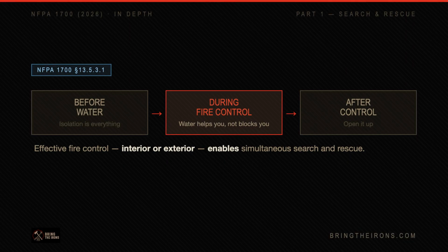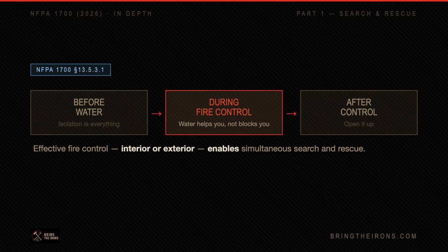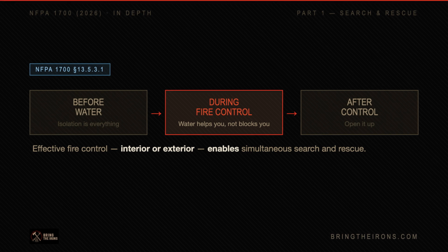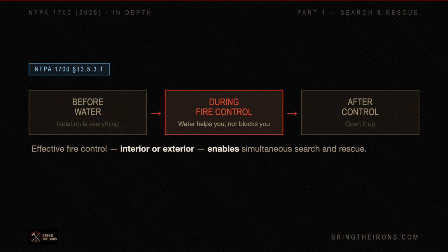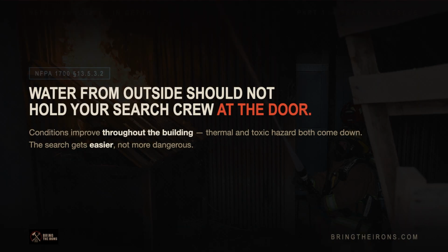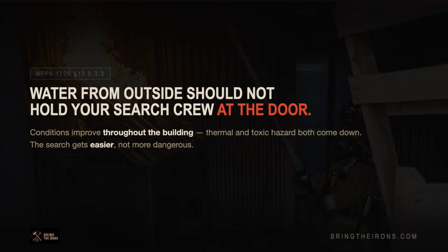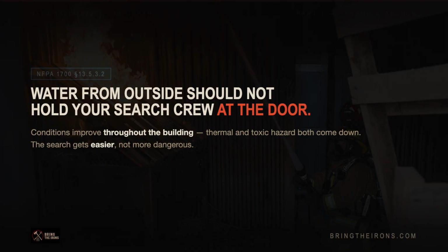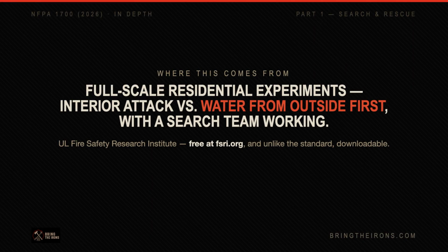Search during fire control. This is the one that should change behavior, and it connects straight to the offensive versus defensive change we talked about last time. The standard says effective fire control, interior or exterior, enables search and rescue to happen at the same time. And then it goes further. If the first water goes on from the outside, that should not hold your search crew at the door. Water on the fire improves conditions throughout the building, even when it is applied from outside. Both the thermal and the toxic hazard come down. The search gets easier, not more dangerous. If that sounds like it contradicts how you were trained, that is exactly why it is in here.